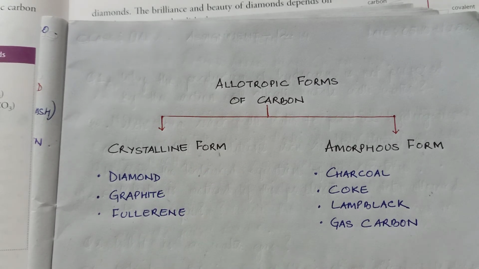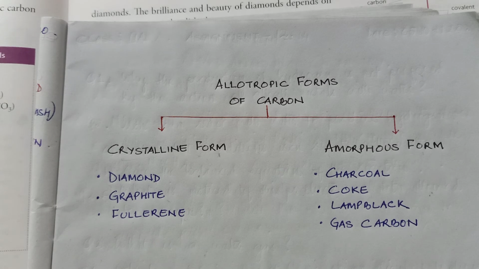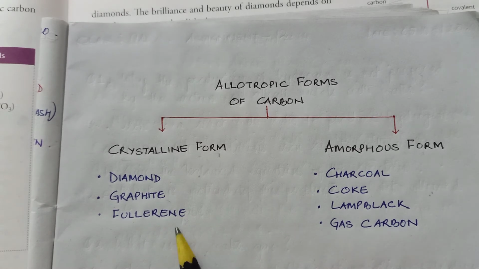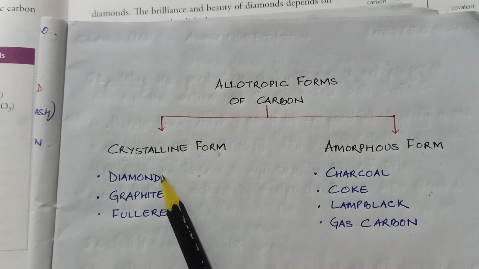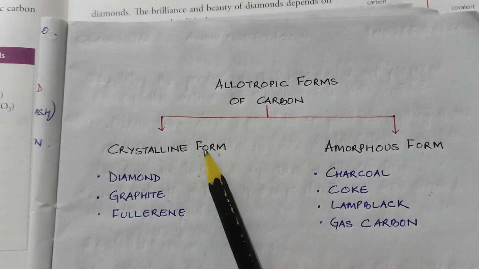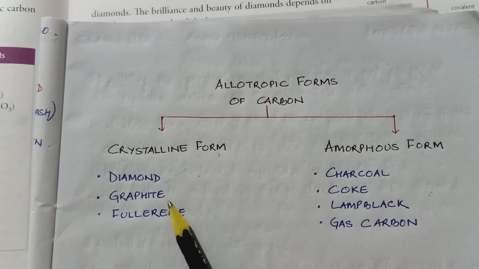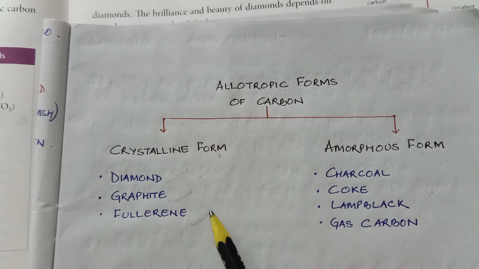Fullerene is another allotropic form of carbon, which also has a regular definite shape, and therefore fullerene is also crystalline form. So we find carbon in three types of crystalline form, and they are diamond, graphite, and fullerene.